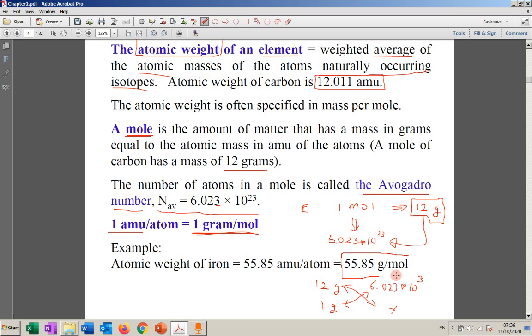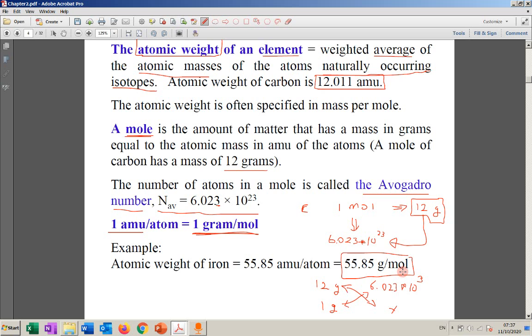This is the way that we represent the atomic weight unit. For example, the atomic weight of iron is 55.85 gram per mole. What does it mean? I need you to understand the unit. 1 mole of iron weighs 55.85 gram. So if someone asks you, for example, 100 gram of iron, how many mole will it be, you will say that 55.85 is 1 mole, so 100 gram will be x mole. I can find mole. Easily, by just understanding the units, we can answer a lot of questions.